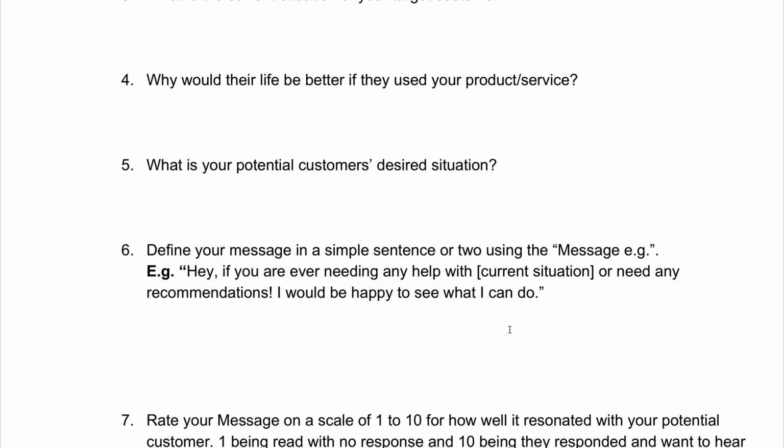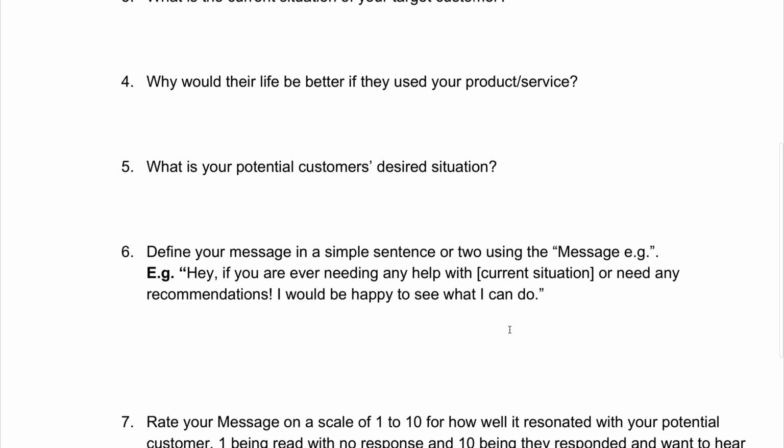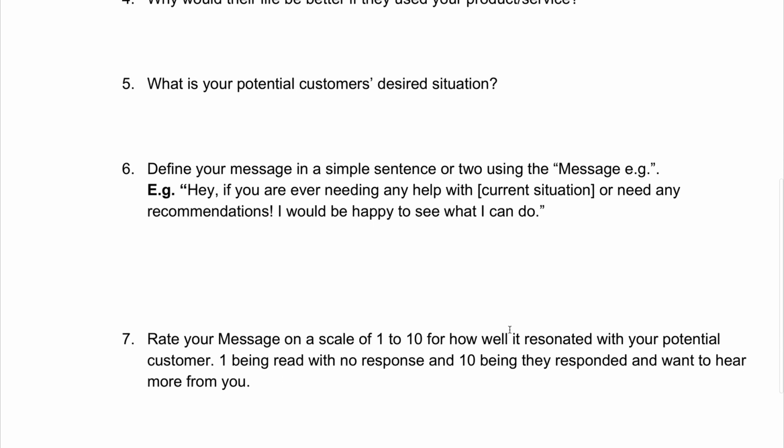So basically this comes off pretty friendly, and it works extremely well whenever you plug in their current situation, because it allows them to identify and say, hey, that is my current situation. And if it is, they're going to gain interest. And if not, they'll go ahead and let you know, and they'll say thank you because you said or need any recommendations, so that way you come off pretty nice and you're not interrupting somebody just completely.